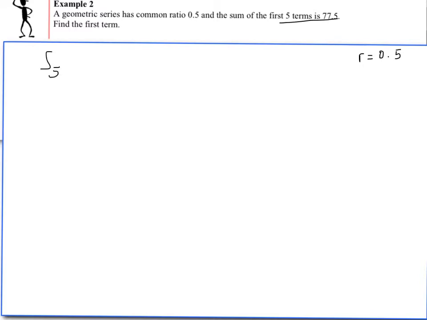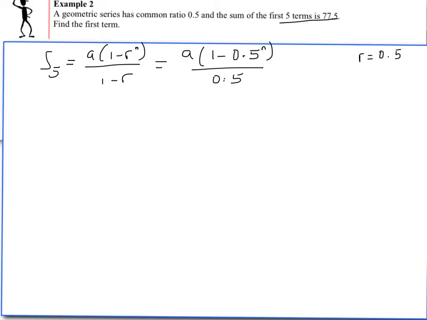Right, since the common ratio is less than 1, the formula we're going to use is this one here. So we've got the sum of the first 5 terms equals a(1 - r^n) over 1 - r, and this is a(1 - 0.5^n) over 1 - 0.5, which is 0.5, and we know we've been told this equals 77.5. We can now rearrange this. Do we know how many terms? For the first 5 terms, so we know that n is equal to 5.